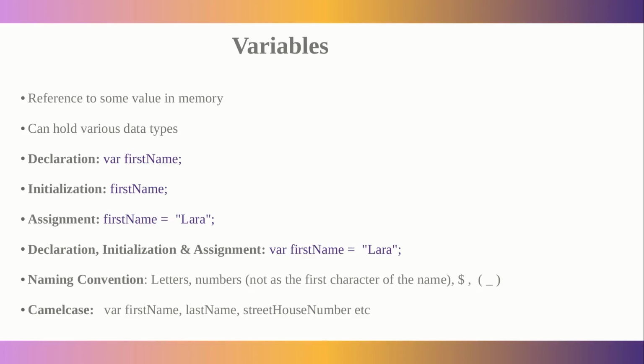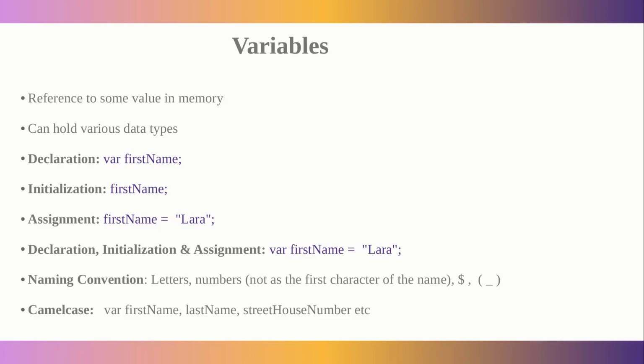Declared variables are automatically initialized some space in memory by the JavaScript engine, and this is what I meant by the statement variables are a reference to some value in memory. Initialized variables are then assigned a value by using the equal to sign. For example, firstName is equal to the name Lara. Now, once a variable is declared, you don't need to use the var keyword again when using it, as you can see in the assignment stage. We will be declaring, initializing, and assigning a value to a variable all in one statement, like so.